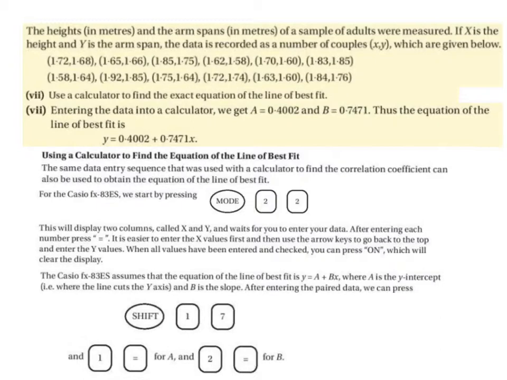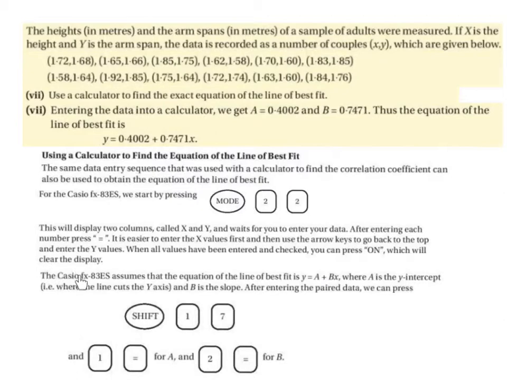The same data entry sequence that was used with a calculator to find the correlation coefficient can also be used to obtain the equation of line of best fit. So for Casio FX83ES, we start by pressing mode 2 and 2. This will display 2 columns called X and Y and waits for you to enter your data. After entering each number, press equals. It is easier to enter the X values first and then use the arrows to go back to the top and enter the Y values. When all values have been entered and checked, you can press on, which will clear the display.